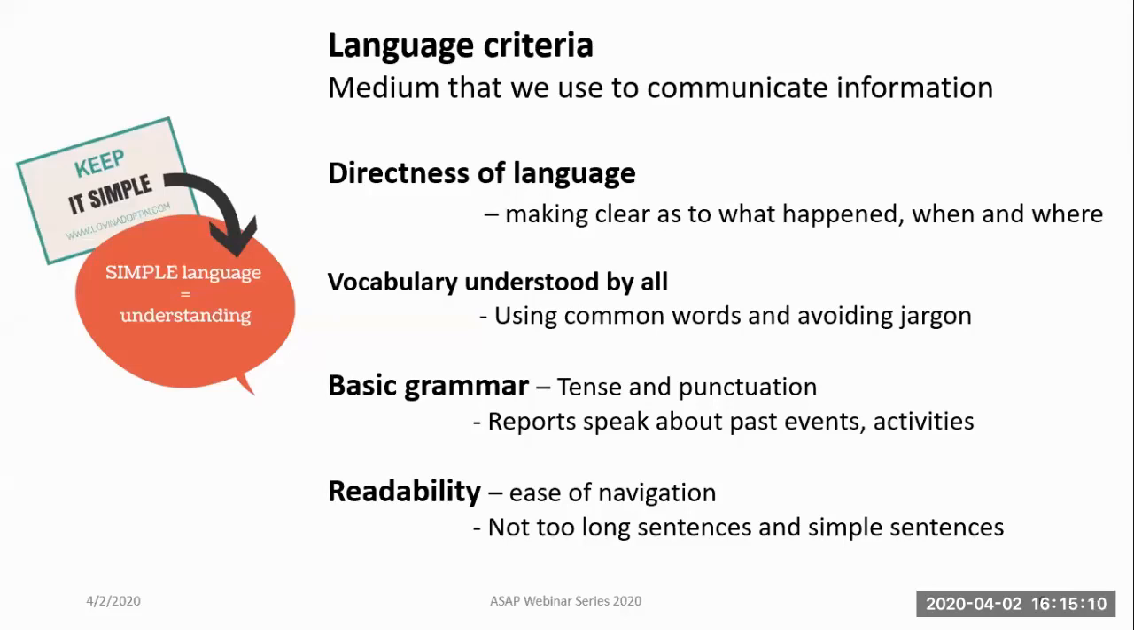And then comes the grammar, the fundamental or the basic grammar that we need to follow, especially the tense and the punctuation that we need to follow. Now, mostly reports speak about events that happen in the past. So it is very important that we speak in a past tense, not in a present tense. For example, it is not proper to say in a document or write in a document that the program is being organized in connection with something. We say that the program was organized or was held in connection with something. That is a proper way.